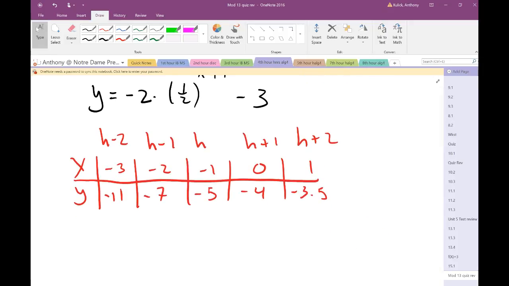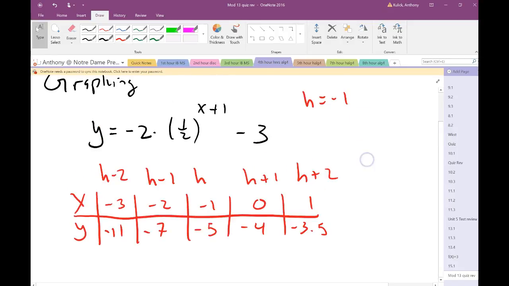There's one other piece that we need before we start drawing the graph of that. What's that one other piece? All exponential functions have a horizontal asymptote. How do we find the horizontal asymptote? y equals k. So in this case, it's y equals -3. Everybody happy with that?